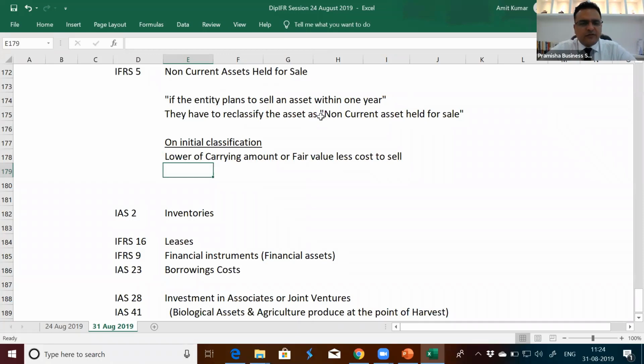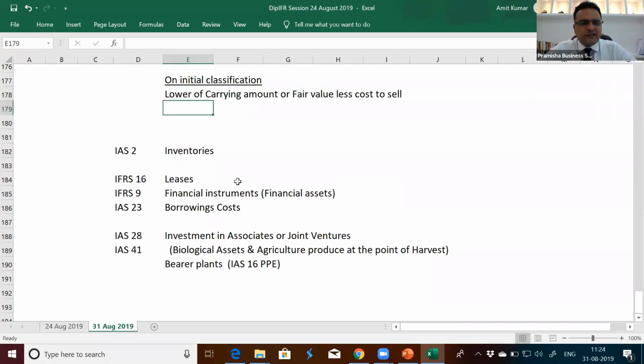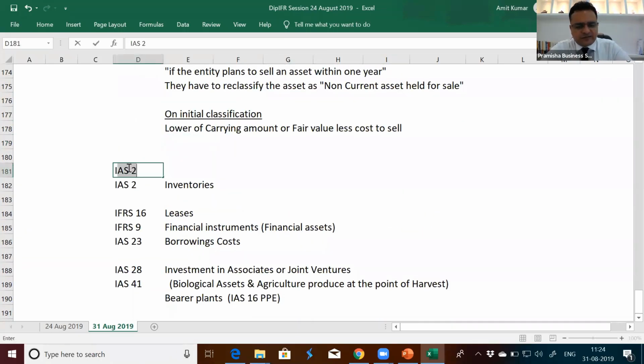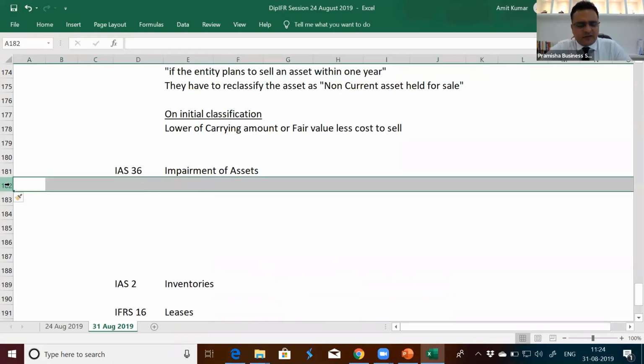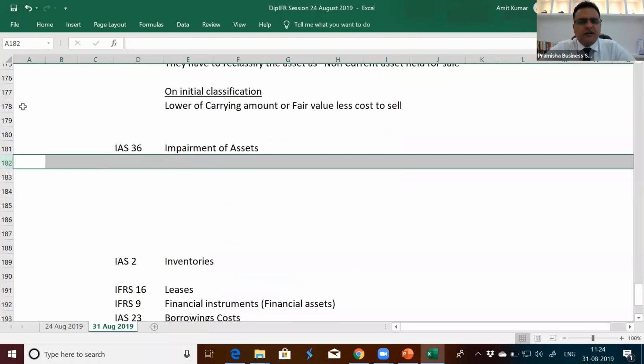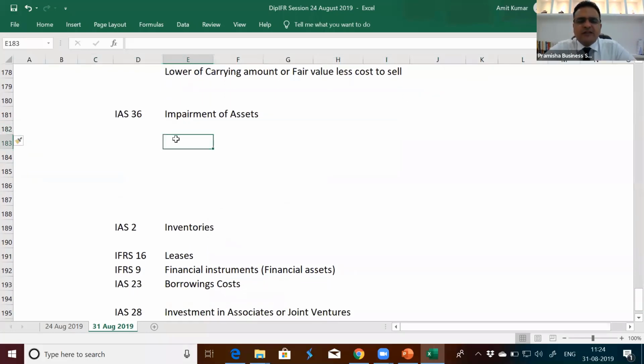There was one more standard which is catering to all these assets. It is IAS 36 impairment of assets. What does it say? We discussed it in the first session as well. The impairment of assets says that whenever there are indications of impairment, you need to test it for impairment.